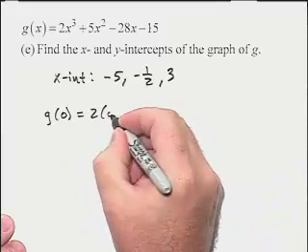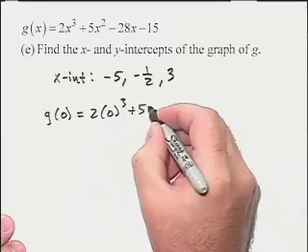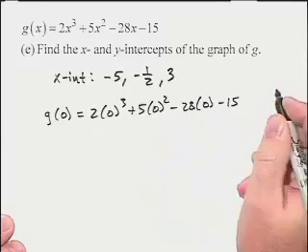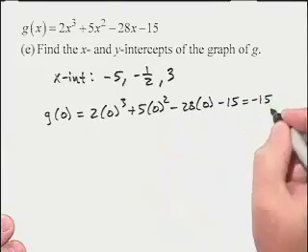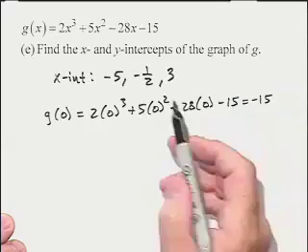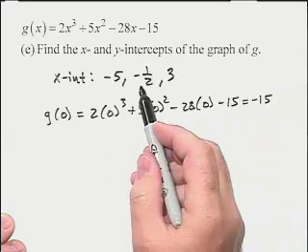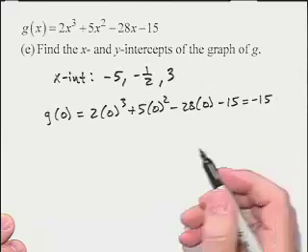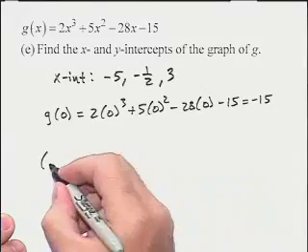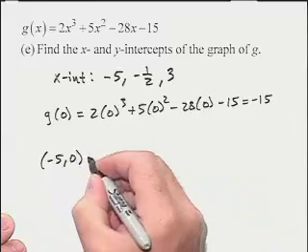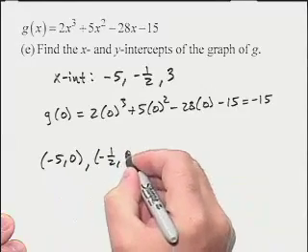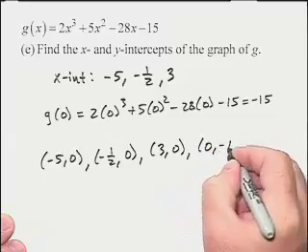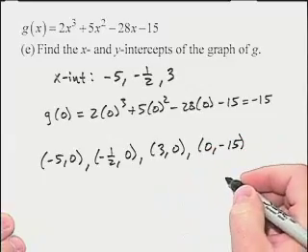To find the y-intercept, we need to evaluate g of 0. G of 0 is 2 times 0 cubed plus 5 times 0 squared minus 28 times 0 minus 15, which is just negative 15. So our x-intercepts are negative 5, negative 1/2, 3. Now our y-intercept is negative 15. If we want to write ordered pairs, the intercepts would be (negative 5, 0), (negative 1/2, 0), (3, 0), and (0, negative 15).